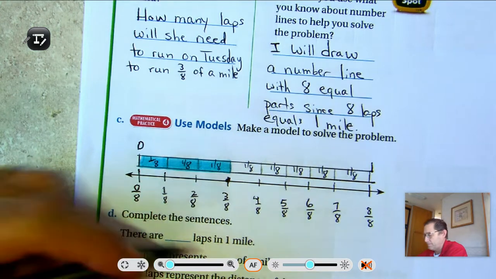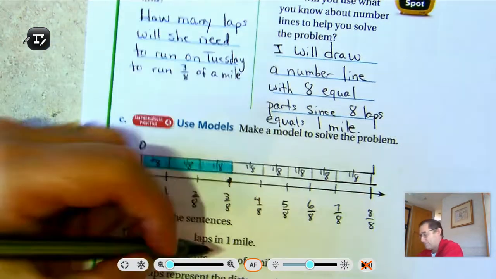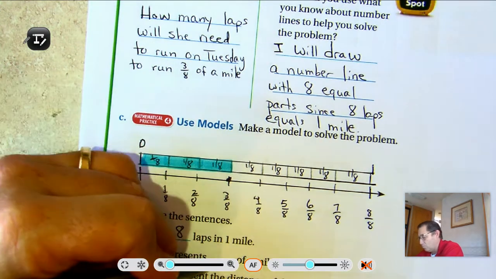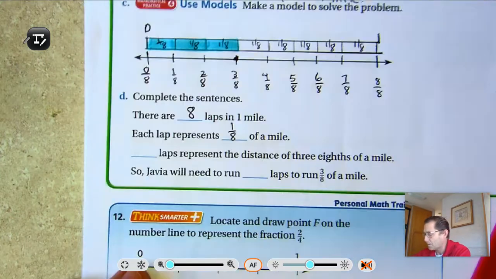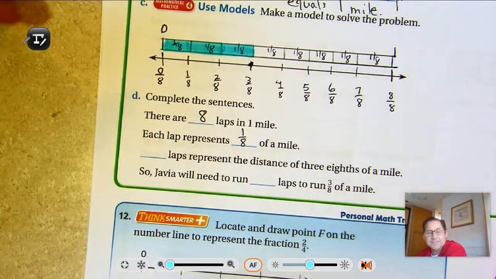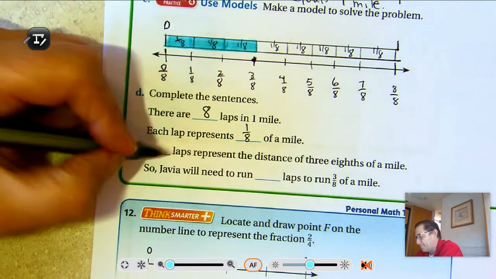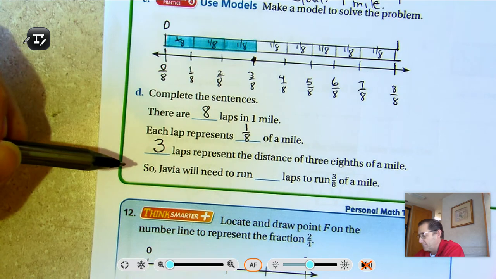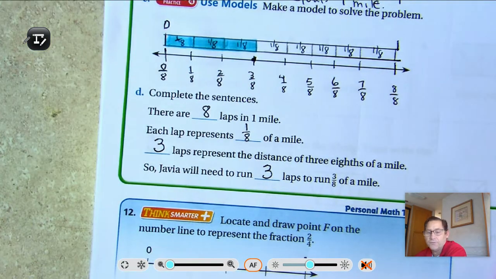So in the whole, there's 8 laps. Each lap represents 1/8. So how many laps represents the distance of 3/8? 1, 2, 3. So Shavia will need to run 3 laps to run 3/8 of a mile.